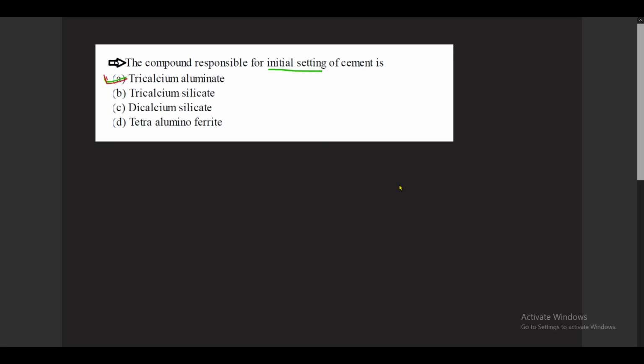Tricalcium aluminate is the first compound in the cement that reacts with the water, and the initial heat of hydration is due to this compound, and due to that initial setting happens. In order to retard that setting we add gypsum. Let me write it clearly here: gypsum is added to retard the process of setting due to the tricalcium aluminate. So this is the correct option here.